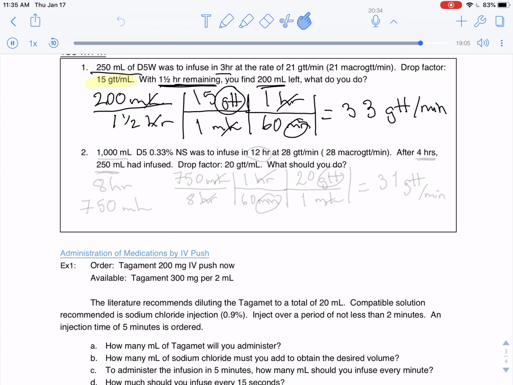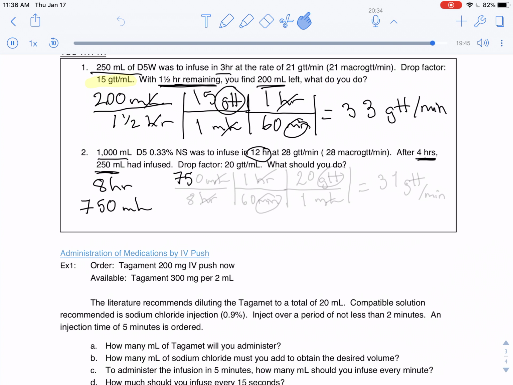For this problem, we have a solution of 1,000 milliliters that was supposed to infuse in 12 hours at a certain rate. But 4 hours have gone by and 250 milliliters have gone. So out of a total of 12 hours, we have 8 hours remaining. And out of the 1,000 milliliters that we had, 250 milliliters were already used. So we have 750 milliliters left over that we are going to work with. Now we're just going to recalculate our rate.